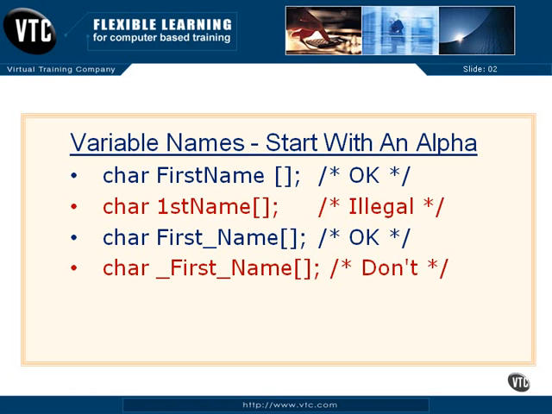Character first name with a 1 though. Can't do that. The compiler will complain about that, and it will error out on you because you cannot start a variable with a number. The first name there we see on the third line with an underscore in it, that's just fine too.